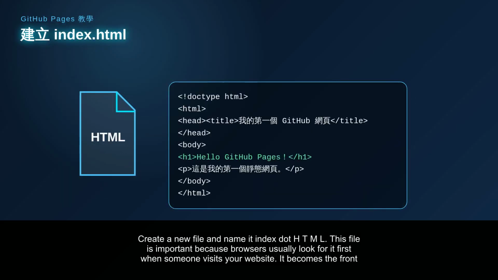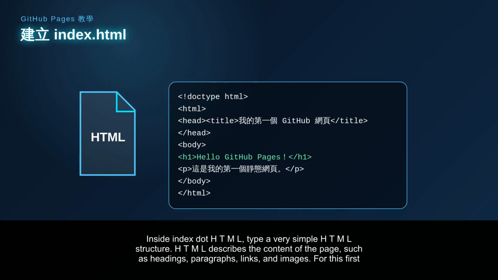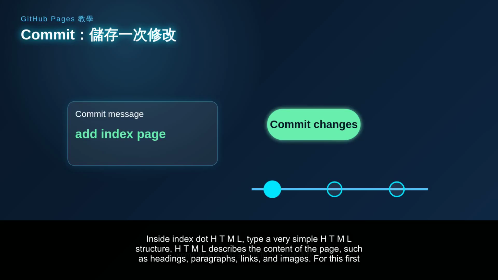Create a new file and name it index.html. This file is important because browsers usually look for it first when someone visits your website. It becomes the front door of your project. Inside index.html, type a very simple HTML structure. HTML describes the content of the page, such as headings, paragraphs, links, and images. For this first website, a short Hello GitHub Pages message is enough.